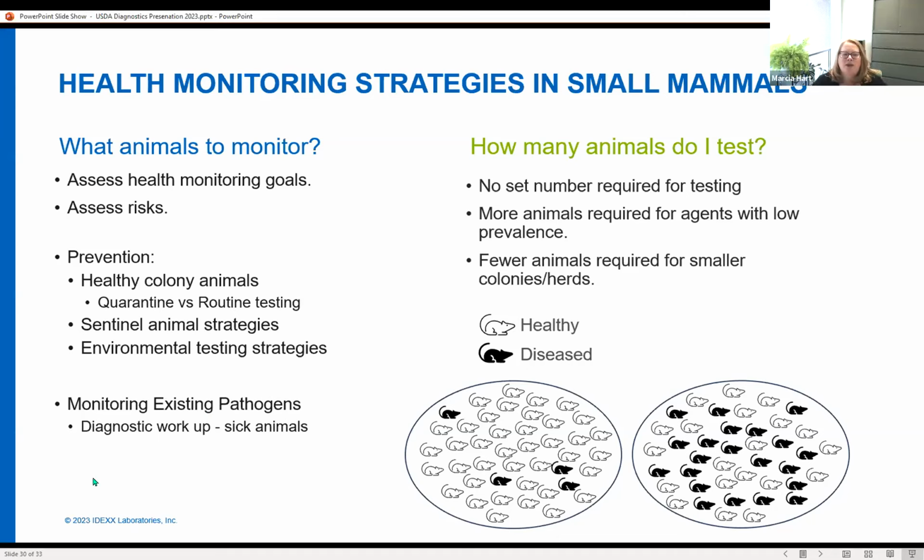On the prevention side, you may do quarantine, where you're really making sure anything you're bringing in is not posing a risk. Or you could do routine testing, just monitoring the health, making sure everybody stays negative. There are sentinel animal strategies where you use just a small population that is treated with similar husbandry and handling to the large population, or you can directly test the population. You can use environmental testing samples, dust, water is a great one. A great example of that is SARS-CoV-2. They're now monitoring the human population by testing sewage water, which is a great example of how to do that by PCR. Monitoring existing pathogens, diagnostic workup of sick animals, is also a great way to do that.